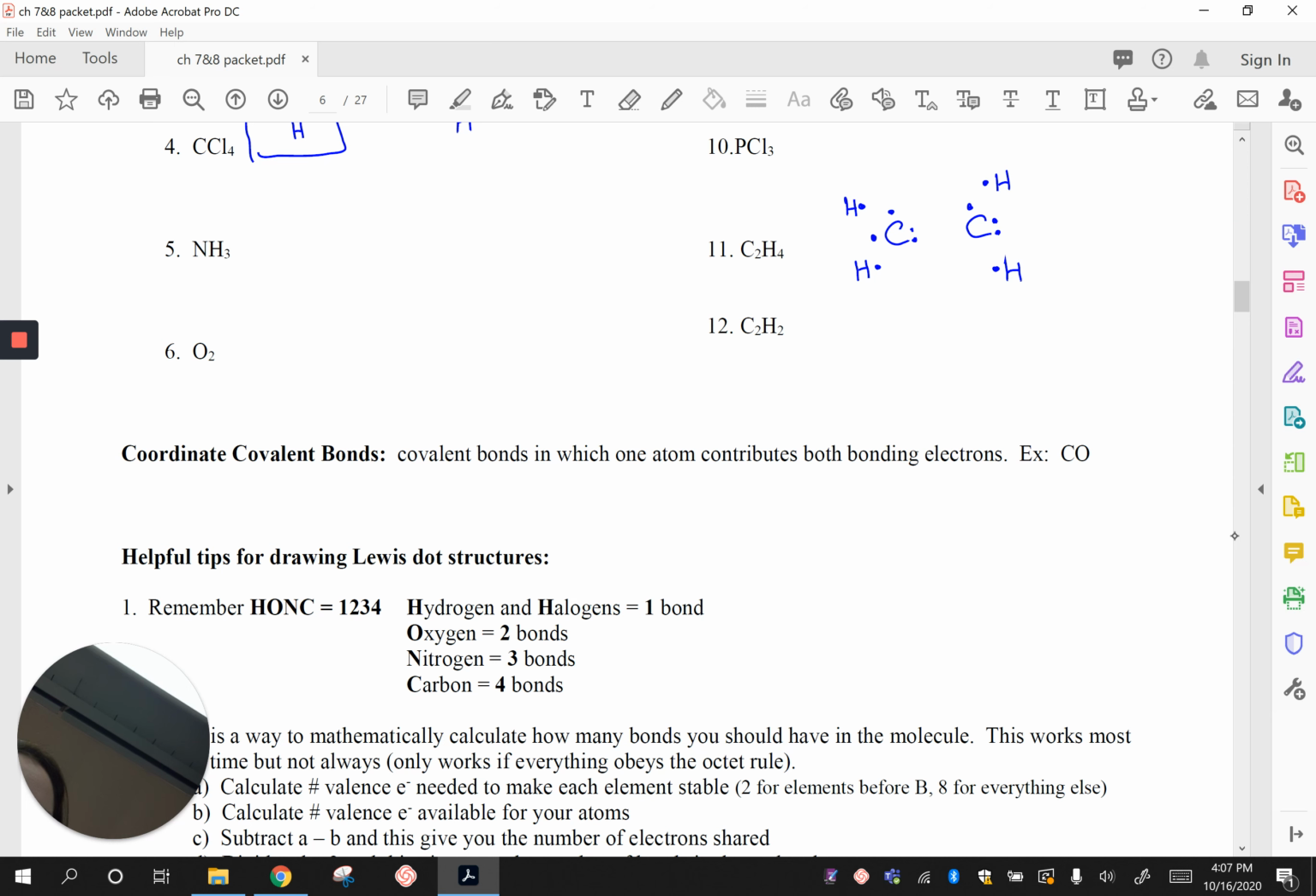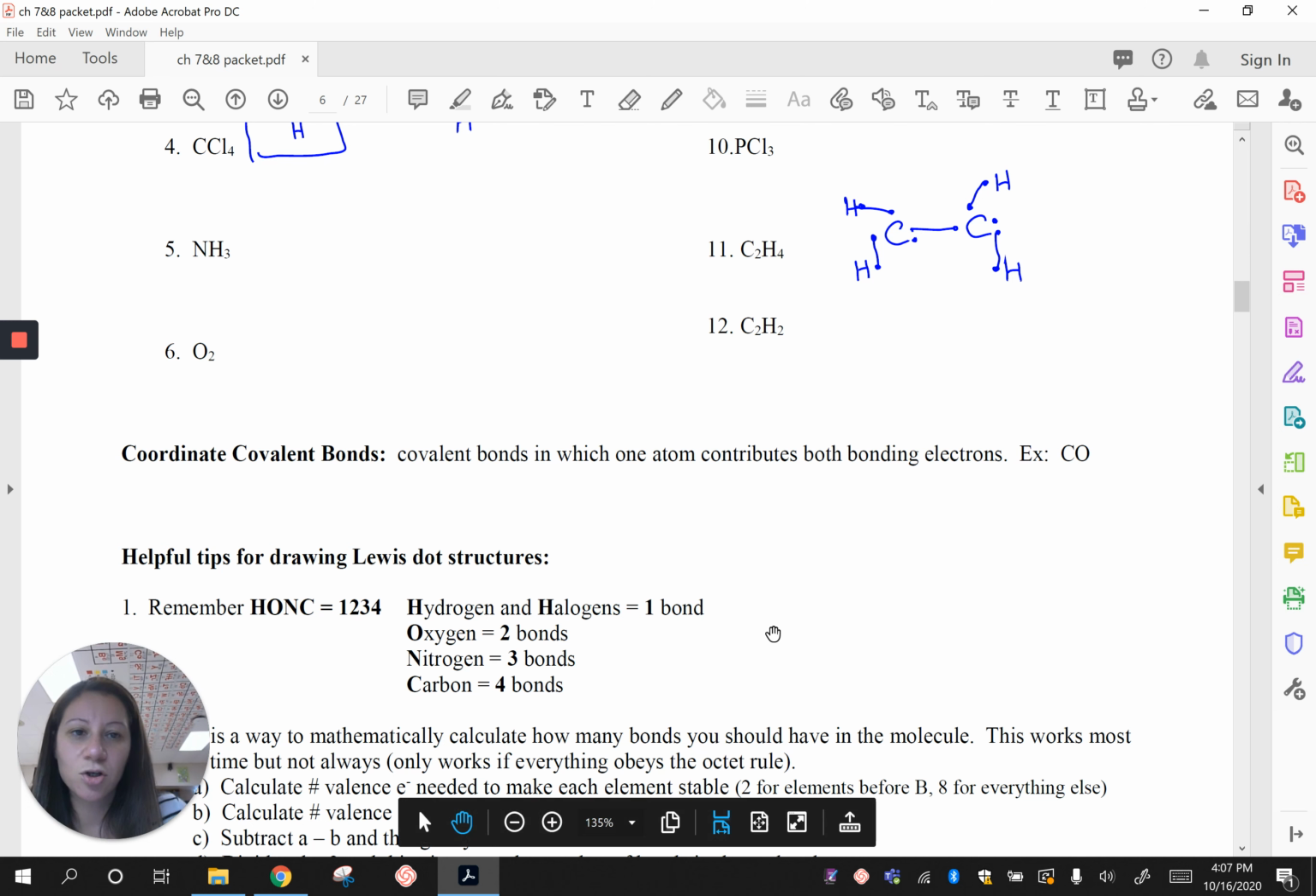1, 2, 3, 4. Then you connect each pair of atoms once. So I'm going to connect this carbon to the hydrogen, this carbon to the hydrogen, this carbon to the hydrogen, here to the hydrogen, and then I'm also going to connect my 2 carbons. And then now let's count.